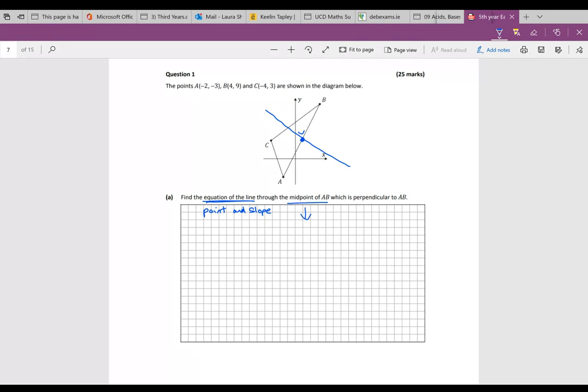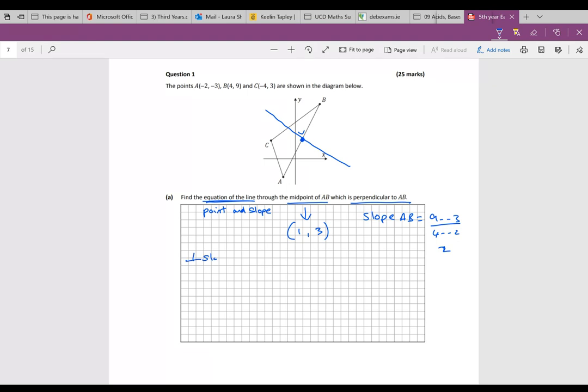Okay, you should be able to use your formula to get this. It is 1, 3. Okay, which is perpendicular to AB. So obviously first then I need to find the slope of AB. And you're using your slope formula. It'll be 9 minus 3, so 9 plus 3 over 4 minus 2. So that will work out as 2, sorry. Okay, so the slope of AB is 2.